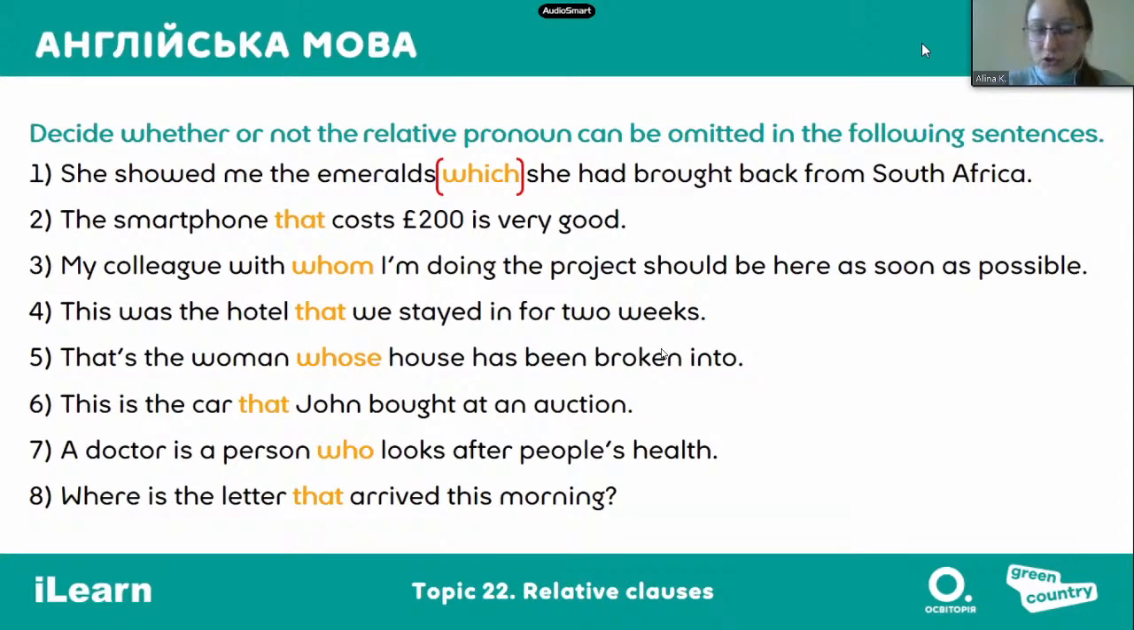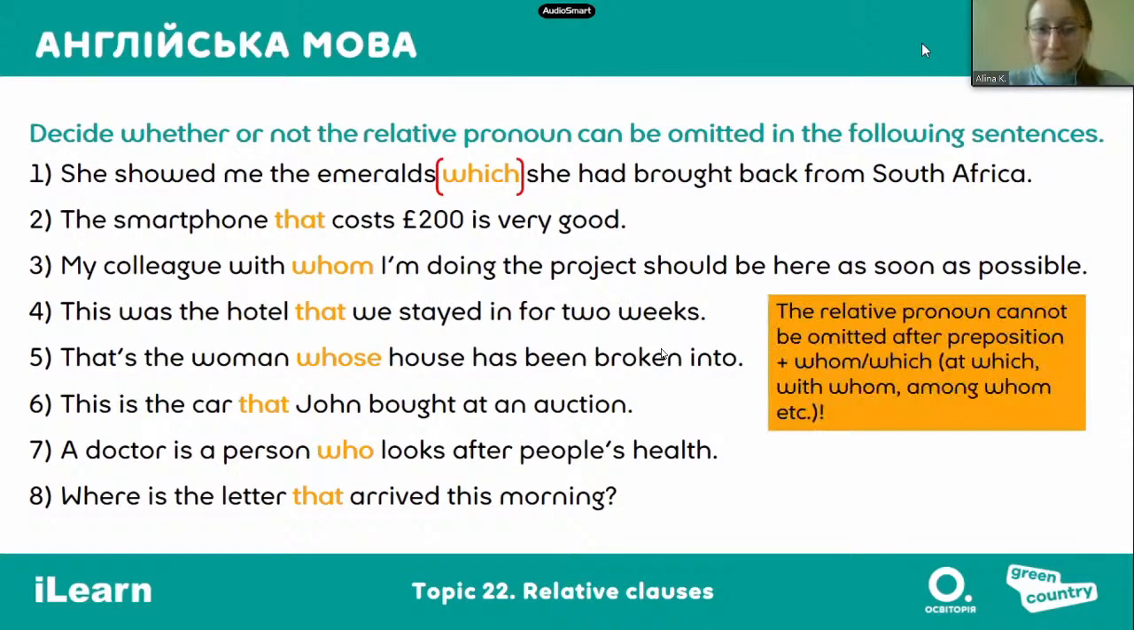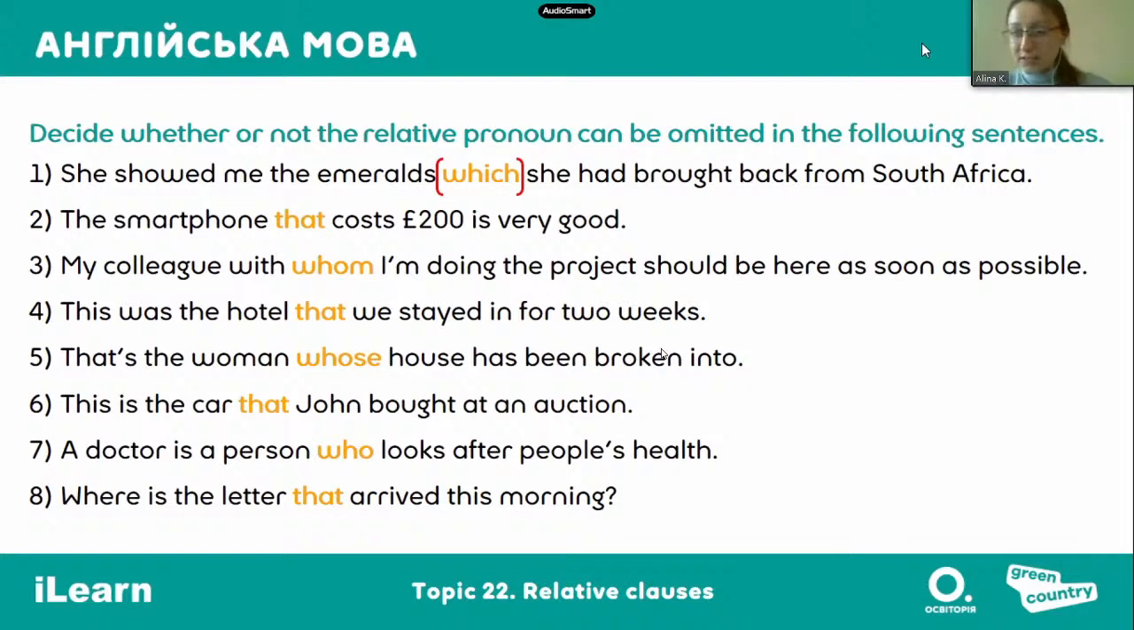So, can we omit it or not? No, we cannot, yes? So the smartphone that costs £200 is very good. Why we cannot omit? Because it is the subject in a relative clause and it is followed by a verb. Тобто, якщо тільки у вас після цього займенника йде дієслово, то його упустити не можна, да? Okay, let's go to number 3.